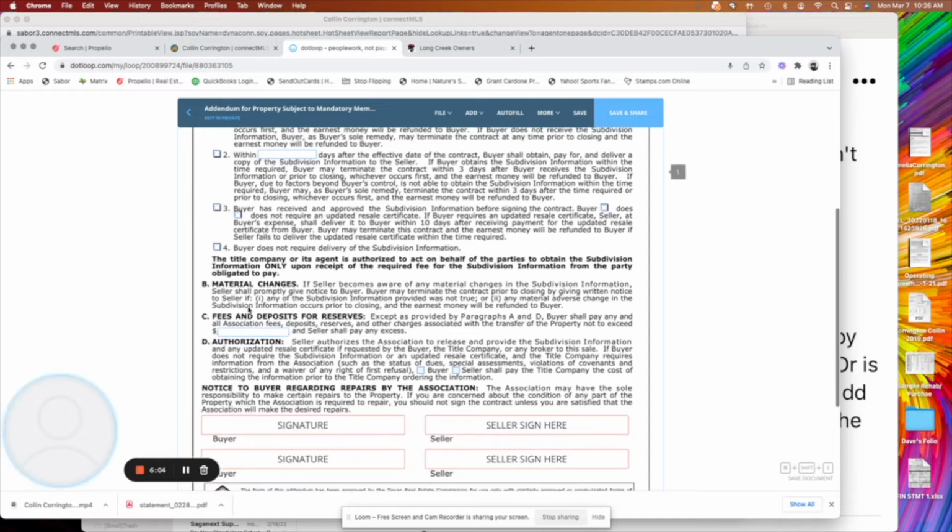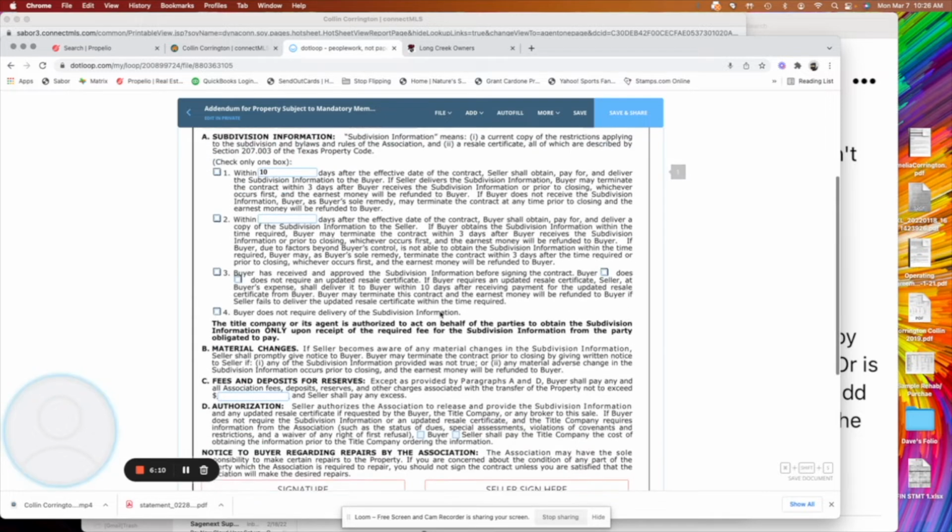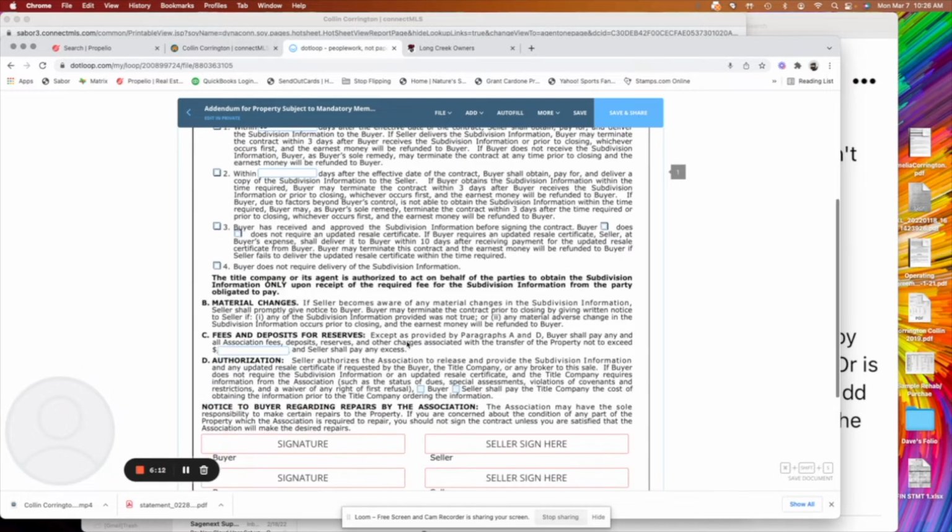The next thing you have to fill out in here is the fees and deposits for reserves, except as provided by paragraphs A and D, which I'll get to in a minute. Buyer shall pay any and all association fees, deposits, charges, whatever it is, not to exceed blank. So how do I come up with that number?